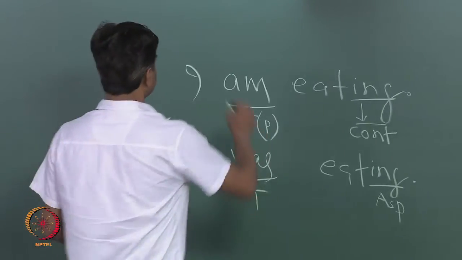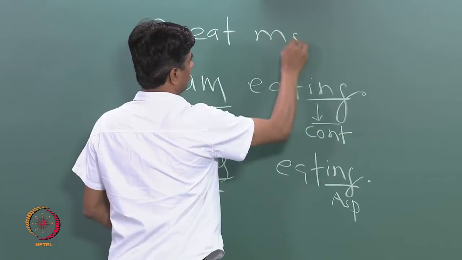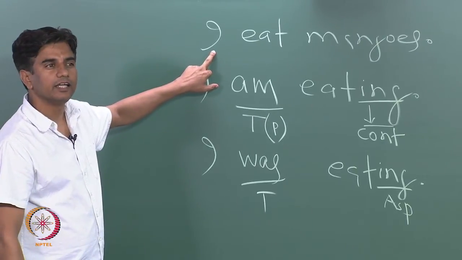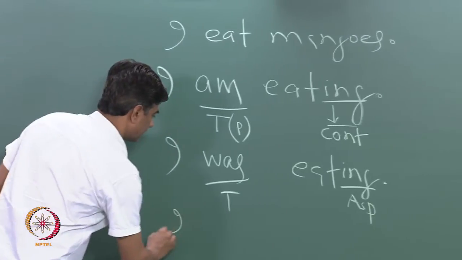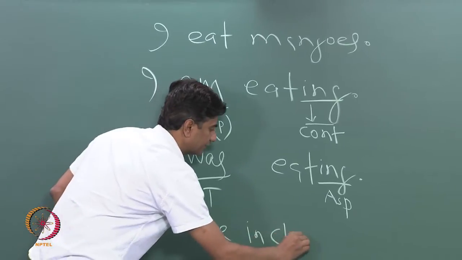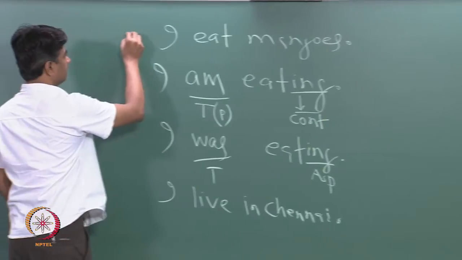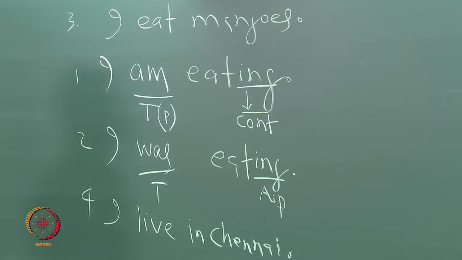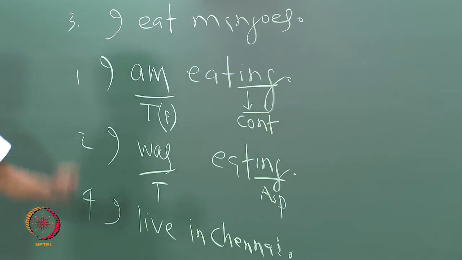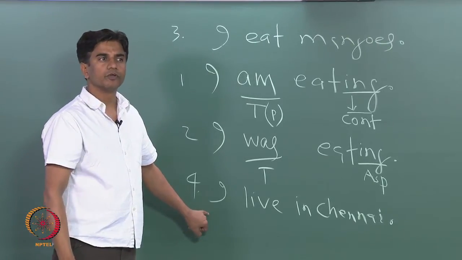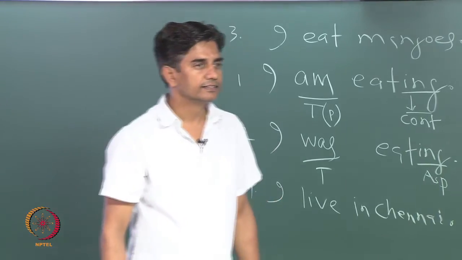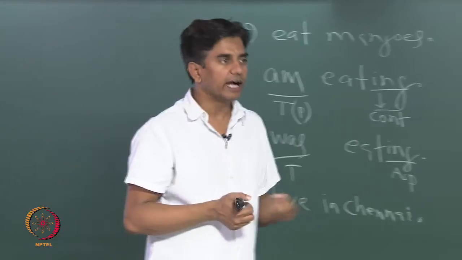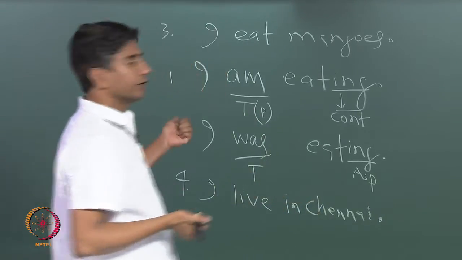When we say this sentence, what is the sentence? I eat mangoes. Or for that matter, I live in Chennai. So, 1, 2, 3, and 4. Let's talk about sentences 3 and 4. What's the tense in 3? Present tense, and the tense in 4? Which part of the sentence talks about this tense? The verb is the place where you would ideally look for a marker of tense. But which part? Where is that?